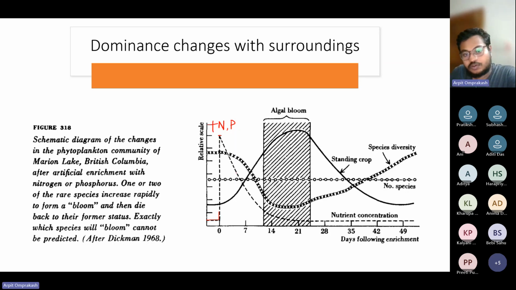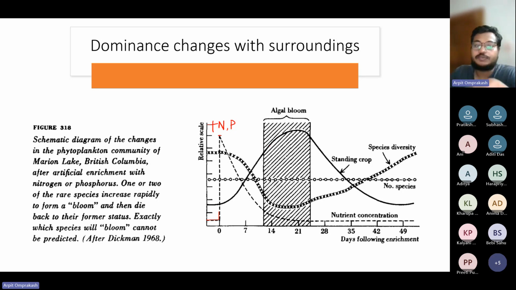And then it slowly decreases as it is getting utilized by the different species. Right. Now, on this solid line, what we see is basically the standing crop. So this is basically the number of individuals. So this suddenly tends to increase quite a bit. And we have what is called an algal bloom.